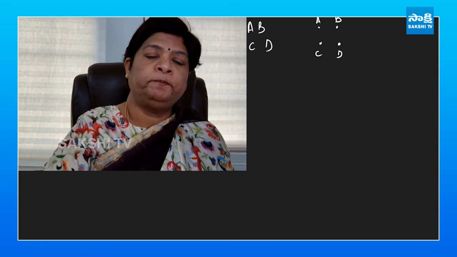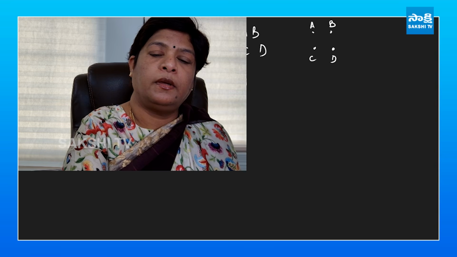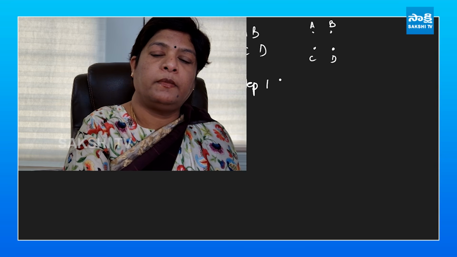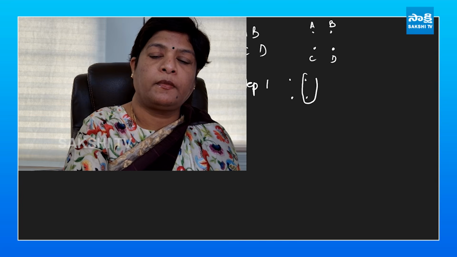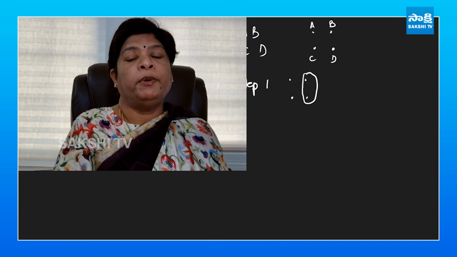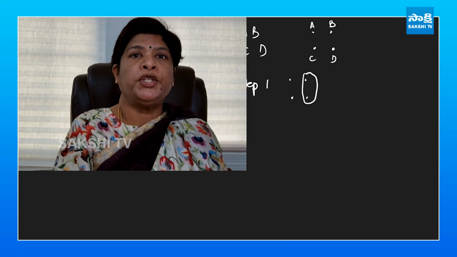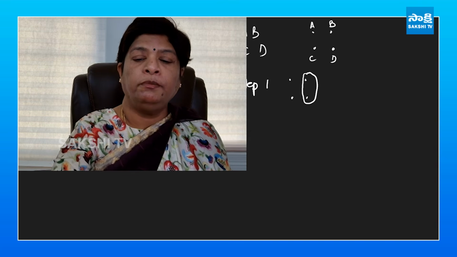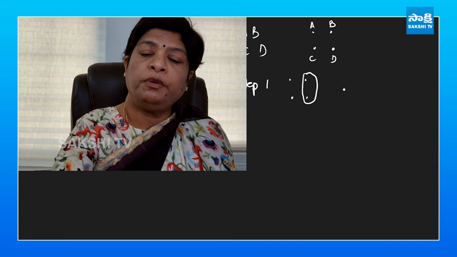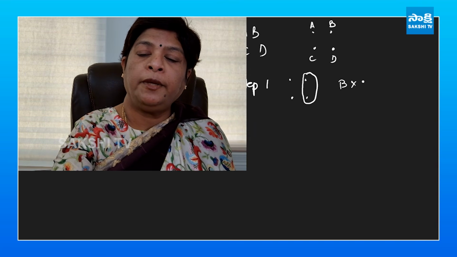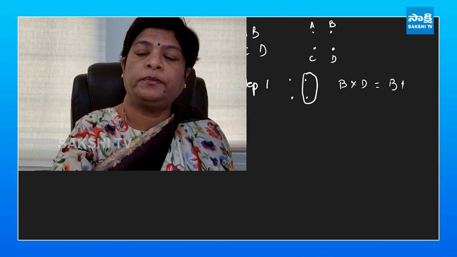Step 1. We will be performing vertical multiplication of the digits in the ones column, or the units column. So it's going to be B times D, which is equal to BD.